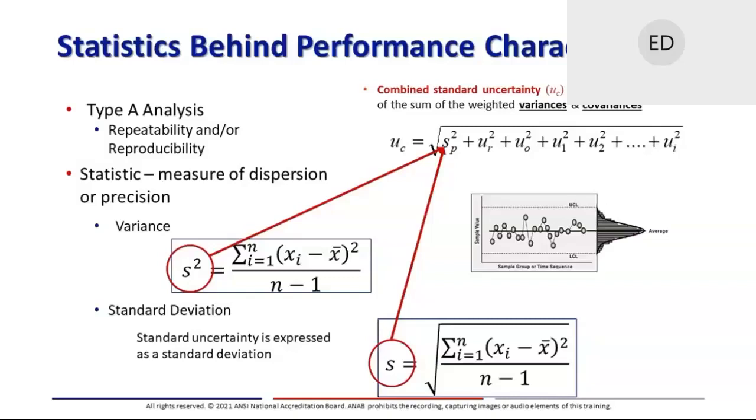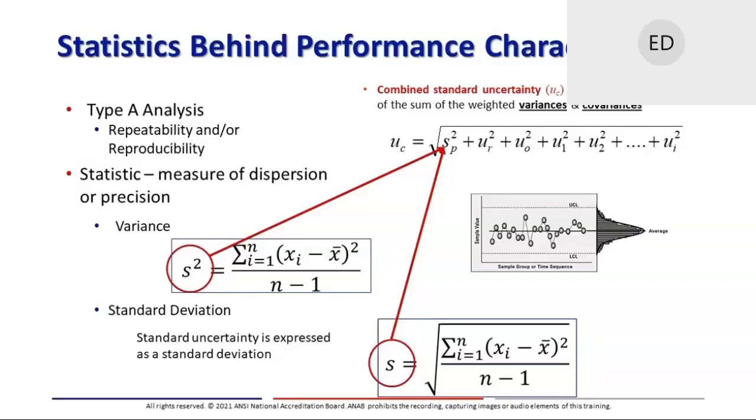The next question is, must both type A and type B be used to calculate measurement uncertainty? I'm not going to say must, but most often, yes, you use both type A and type B. Definitely use type A because that's the uncertainty that's going to come from your measurement process. That is what you estimate by doing those repeat studies.